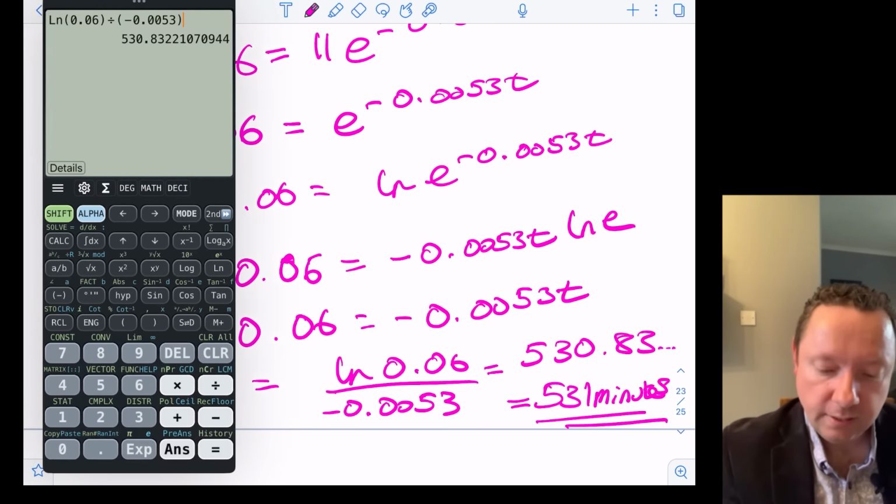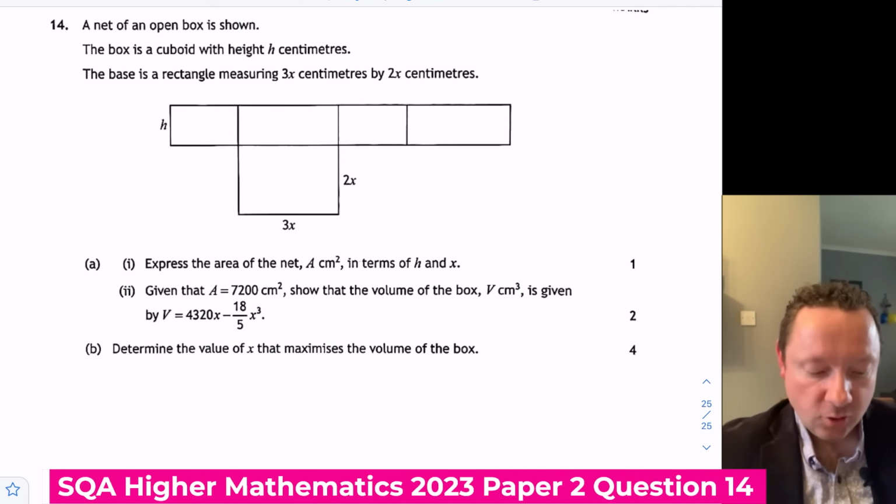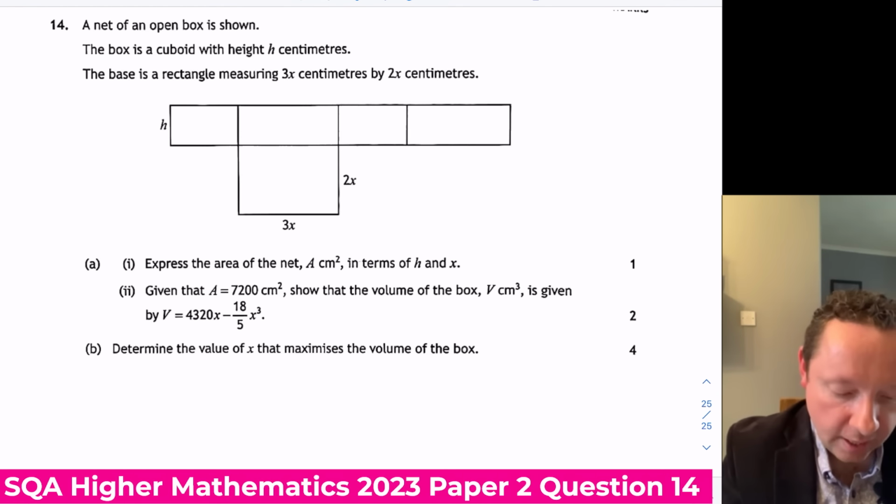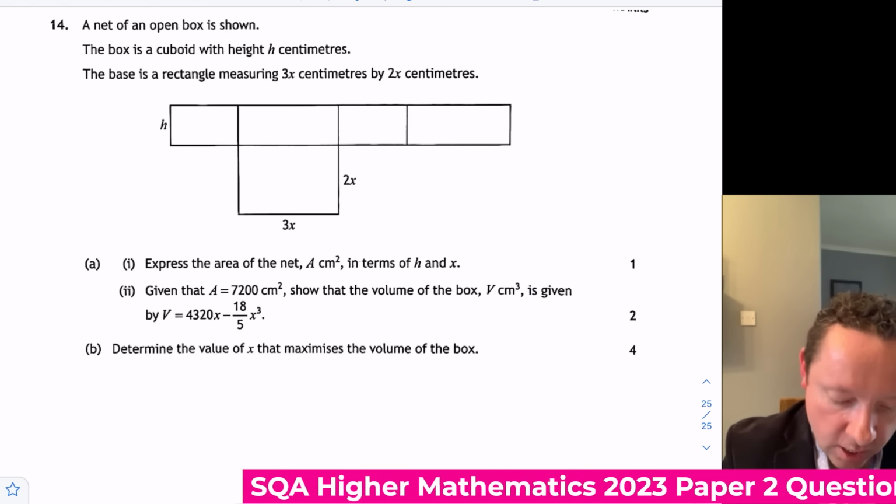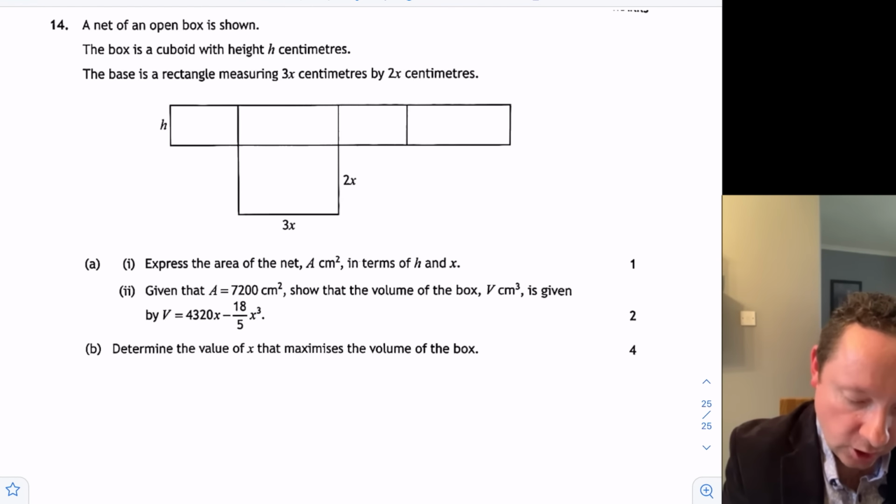Minutes should be fine. SQA Higher Maths 2023 Paper 2 Question 14. The net of an open box is shown. The base is 3x by 2x with a height of h. Find the area of the net in terms of h and x.